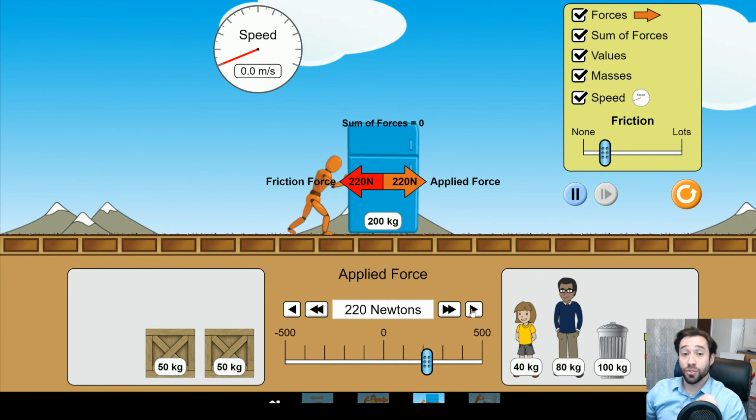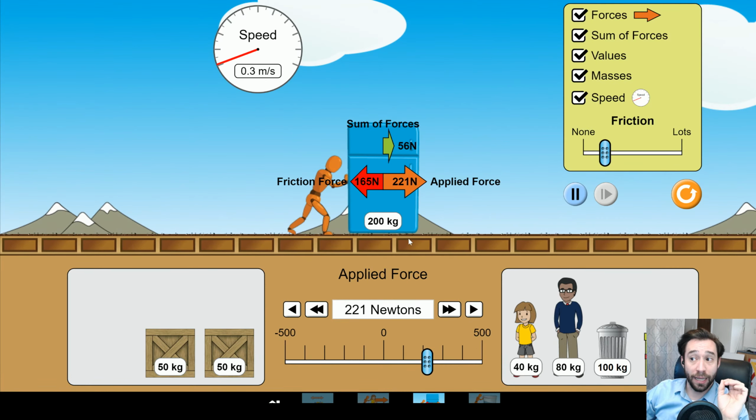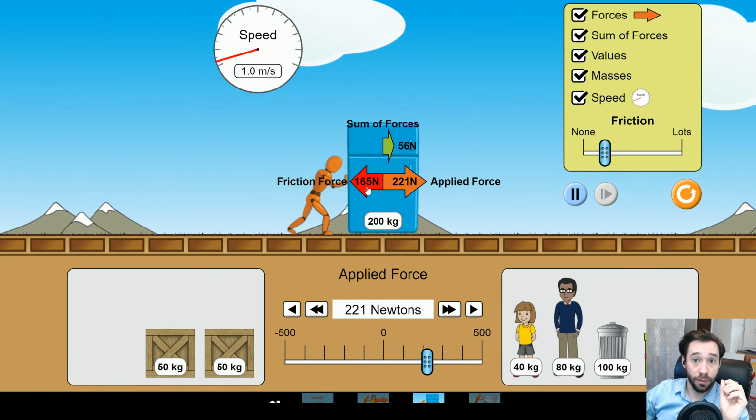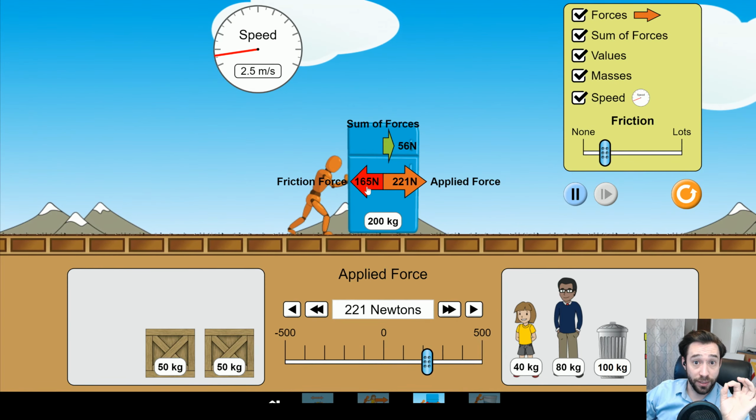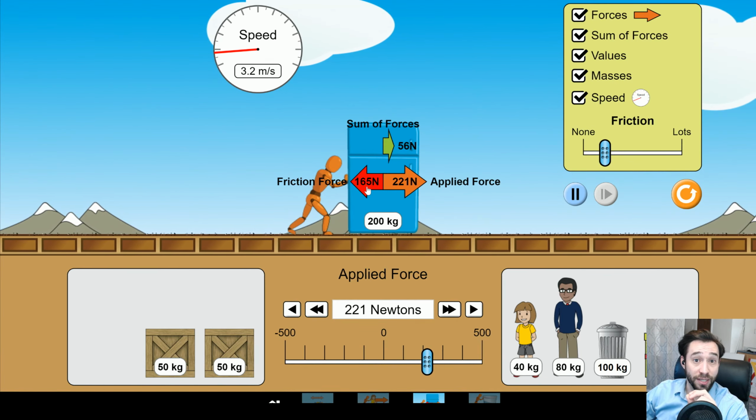Okay? So when that happens, I want you guys to watch this red arrow here. Watch the number. And somebody tell me what happened. When I add 1 more Newton, so when I go up to 221, I switch from static friction into kinetic friction. So I'm going to do that now. What happened to my frictional force? It was 220. Now it's 165.